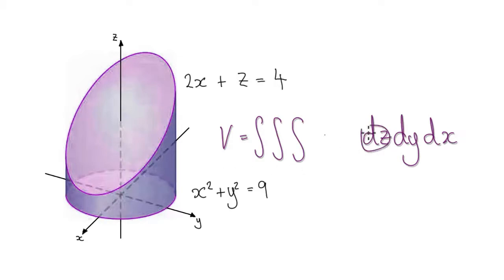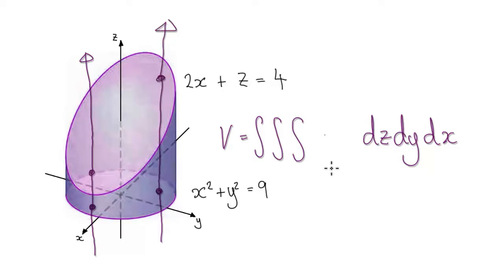So dz would mean you're moving parallel to the z-axis, and you enter z equals 0, and then you leave the plane. Well, what's the equation of this plane? Well, the equation of this plane is z equals 4 minus 2x.